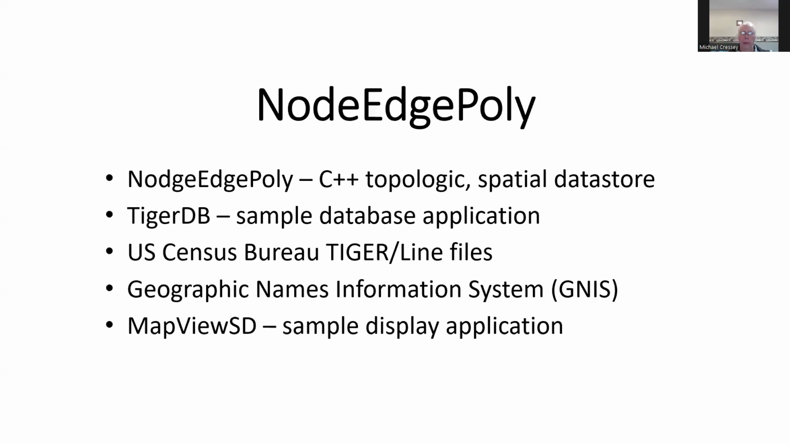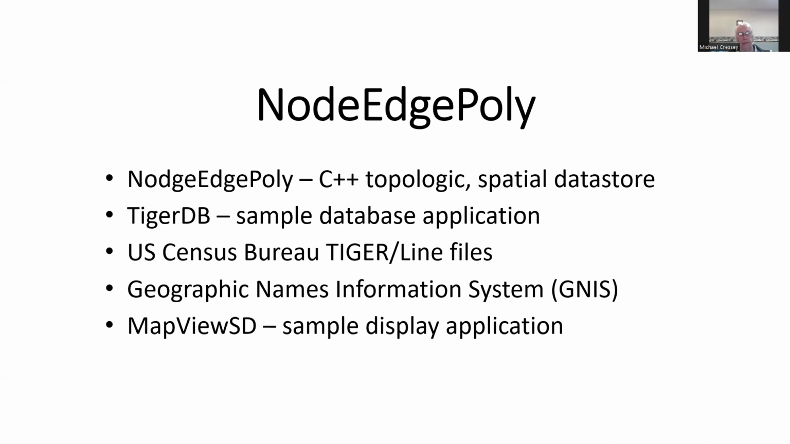Well, welcome. Today I'd like to talk about NodeEdgePoly. NodeEdgePoly is a C++ topologic spatial data store, which means it's a set of C++ class libraries that implement a topologic geographic database. Specifically, I want to show you an application called TigerDB, which is a sample database application, which is built on top of NodeEdgePoly.